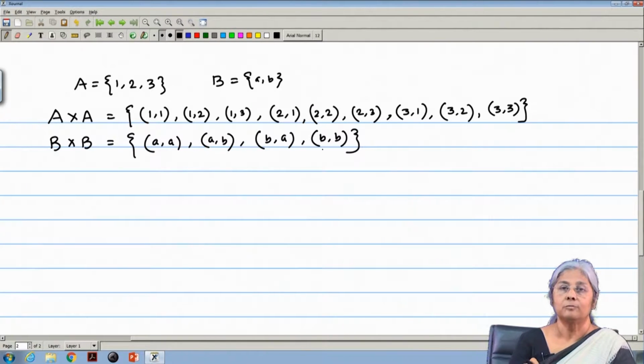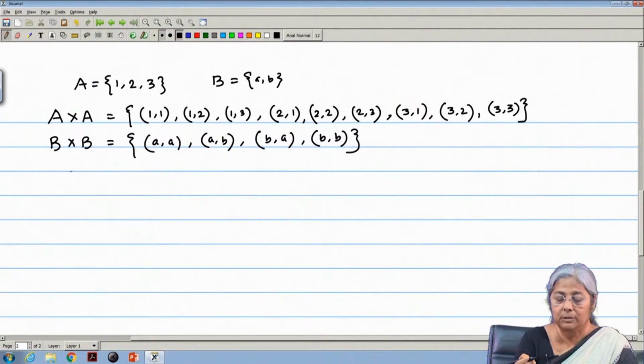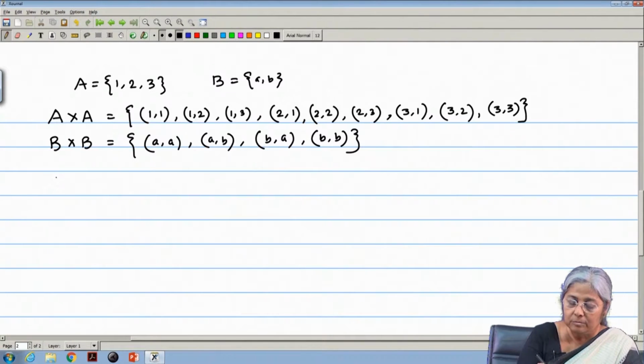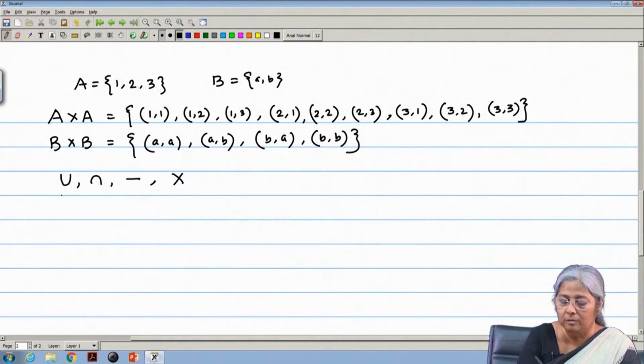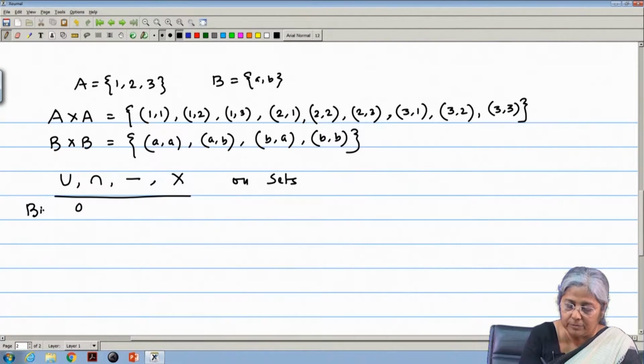So, again this is a binary operation like set union, set intersection, set difference. We have read 4 binary operations on sets: union, intersection, difference and the Cartesian product. These are the 4 binary operations.